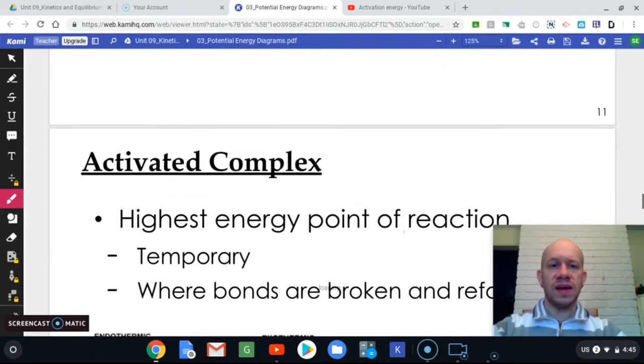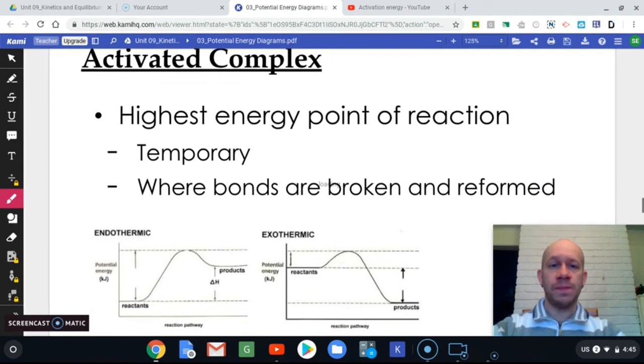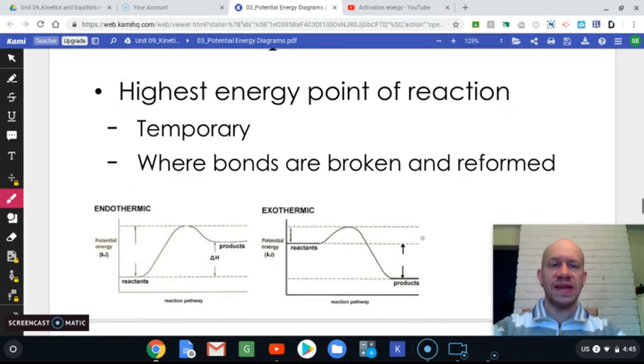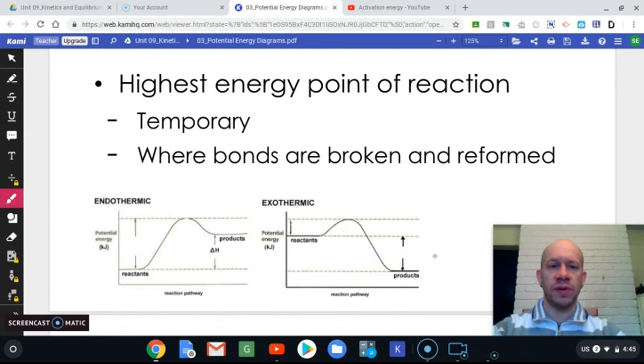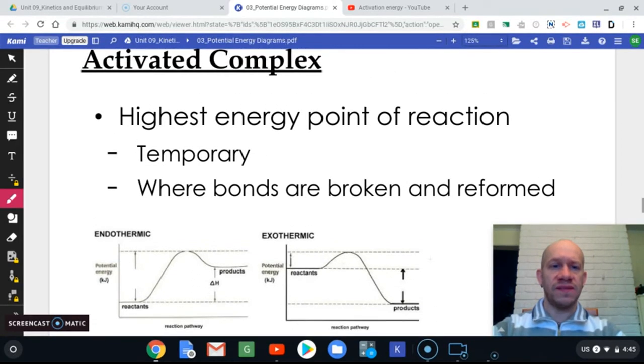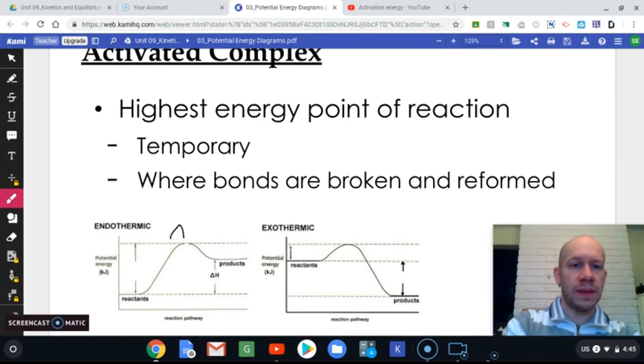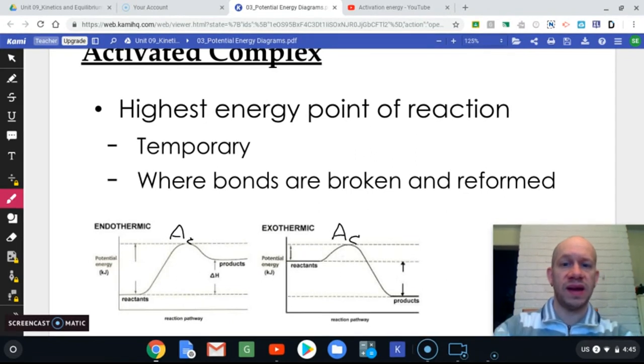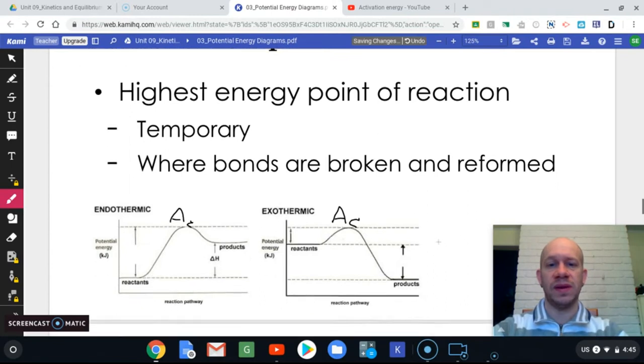The activated complex is defined as the highest energy point of the reaction. It's temporary, and this is where the bonds are broken and reformed. So the activated complex is going to be up here at the top. I'm going to label it A sub C. That's your activated complex at that very peak.